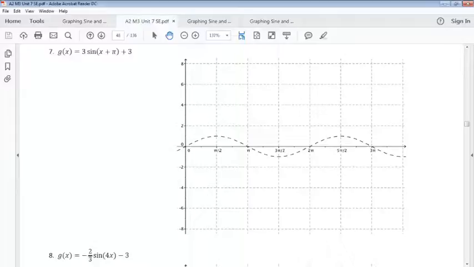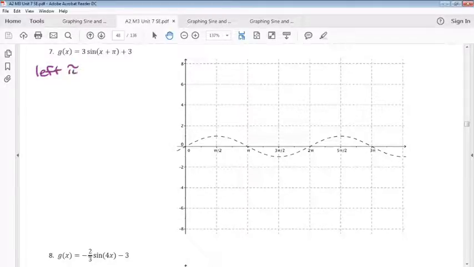Whenever there's a period change or a phase shift, I like to make my cheater graph. Put that on my chair, please. So I'm going to make a cheater graph because I see that we have a phase shift. That is whenever there's adding or subtracting inside of parentheses to the x. There's nothing multiplying to the x, so we're set up. We just have to go left pi.